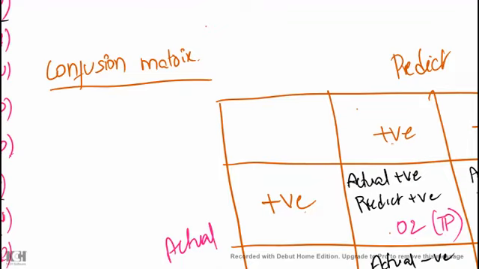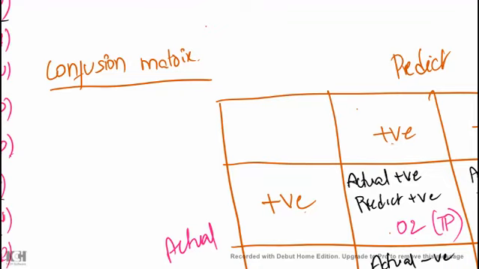In null and alternate hypothesis, that is hypothesis testing, we have used the first word as correct or incorrect. The second word, we have used either accept or reject. The second word is accept or reject. The first word is correct or incorrect. Here in this case, the second word is positive or negative. The first word is true or false. That is the only difference.